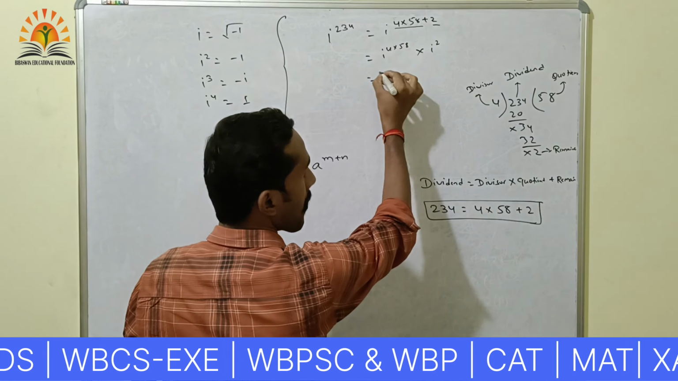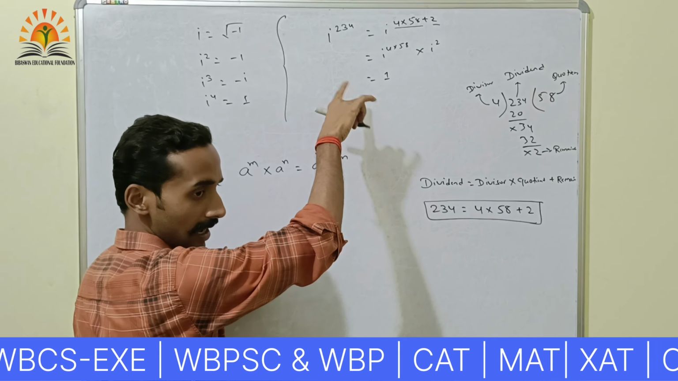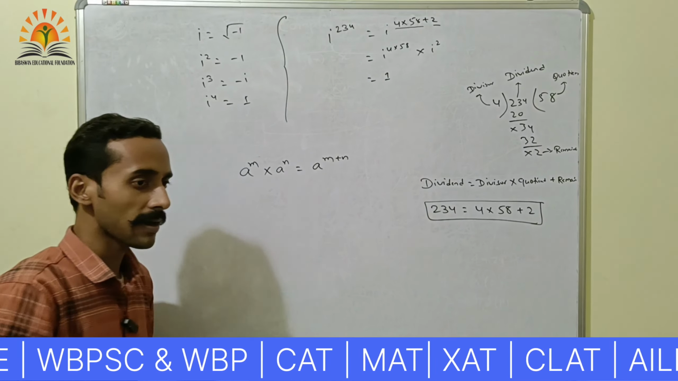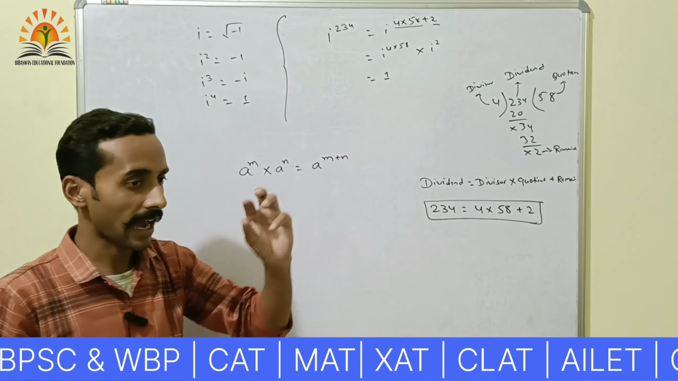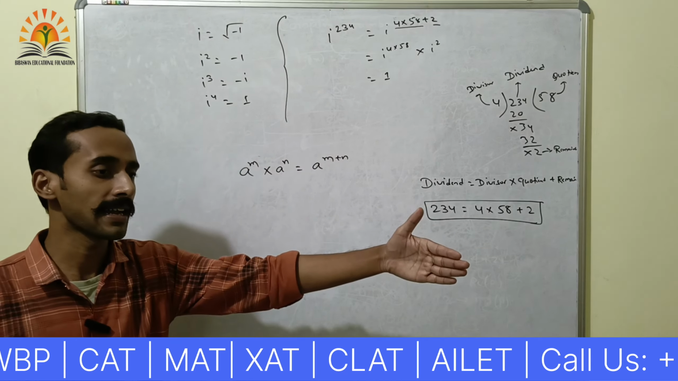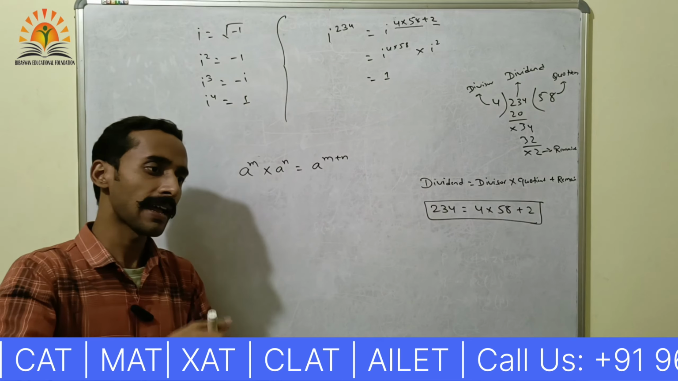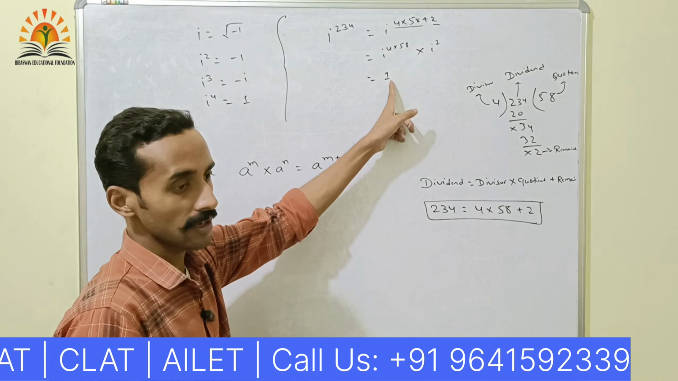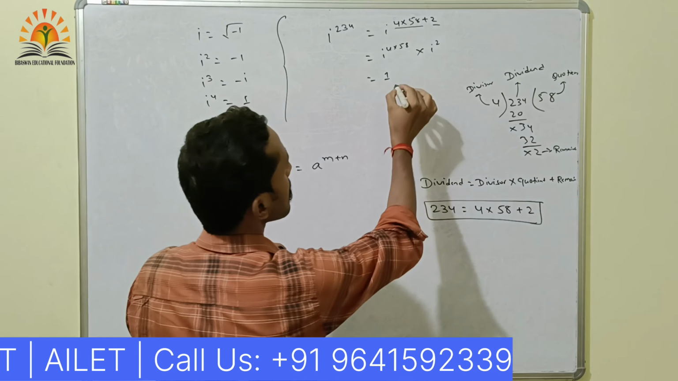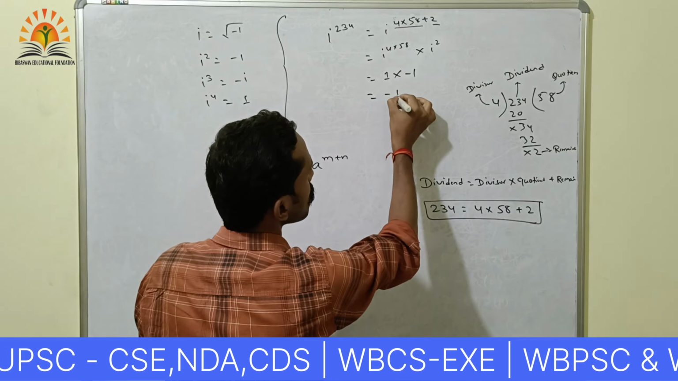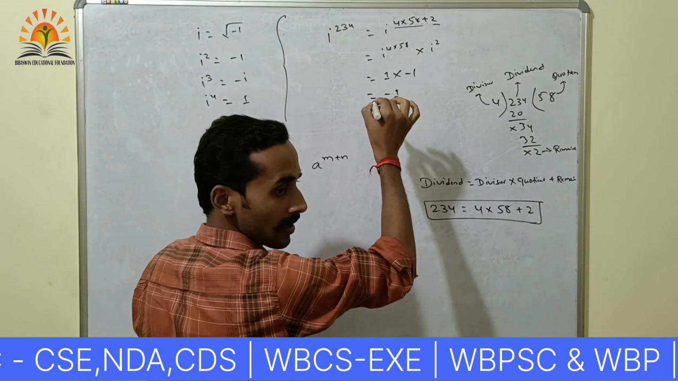Understood? What are we going to ask here? Iota to the power 4 multiplied by 58 means iota to the power 4, which is 1, multiplied 58 times. 1 multiplied any number of times gives the result 1 only. So it gives the result 1. And iota square gives the result minus 1. So the answer is equal to minus 1.